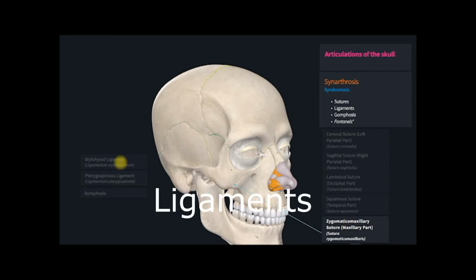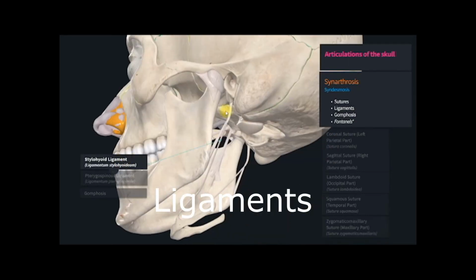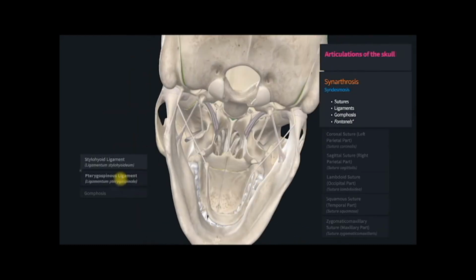The next type of syndesmosis is ligaments, of which two are present on the skull: the stylohyoid ligament between the styloid process of the temporal bone and the hyoid bone, and the pterygospinous ligament, ligamentum pterygospinale, between the pterygoid process and the spine of the sphenoidal bone.